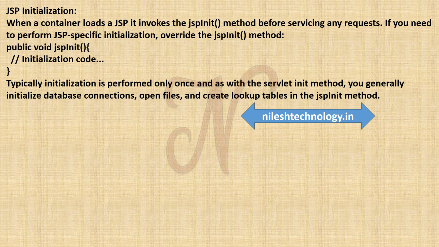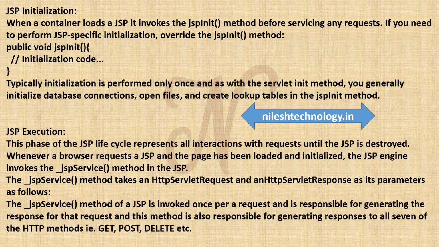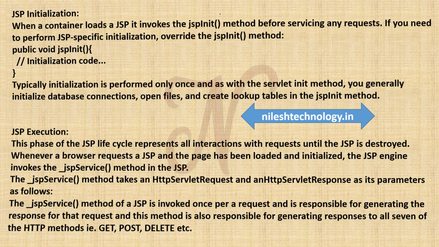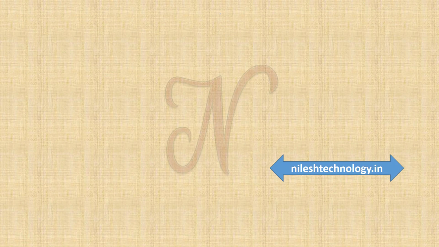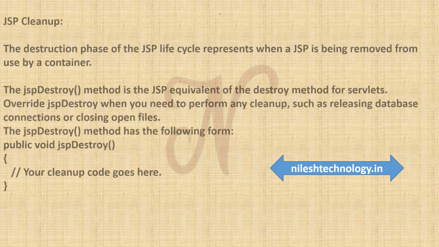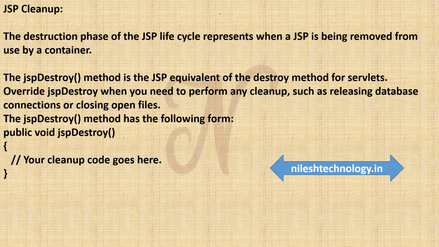Then going to next phase, initialization. Here we use the jspInit method. This is your initialization code. Then execution. Here the request and the response, both tasks are performed, means that the client sends the request to server, then server executes this request and returns the result to the client. Then final one is the JSP cleanup. Here we destroy the JSP object. Okay, so this is the JSP lifecycle.